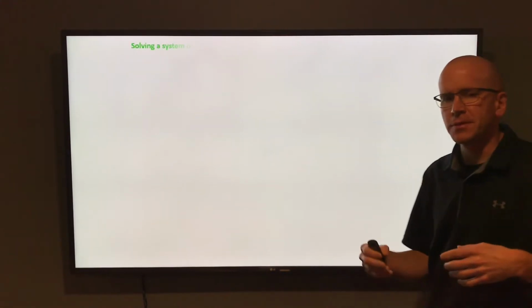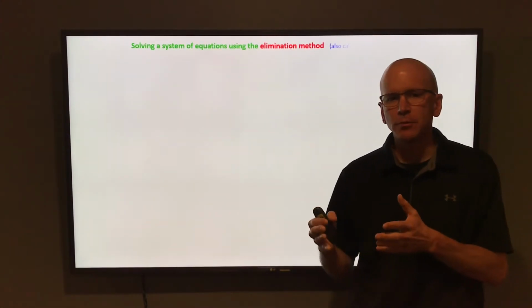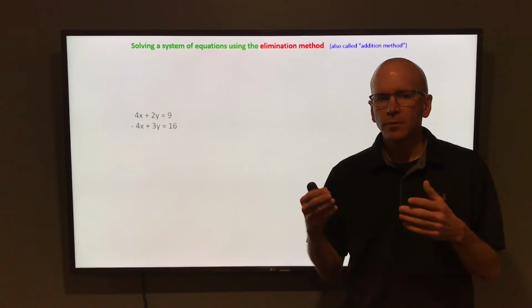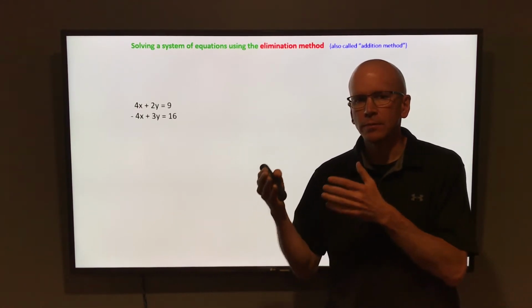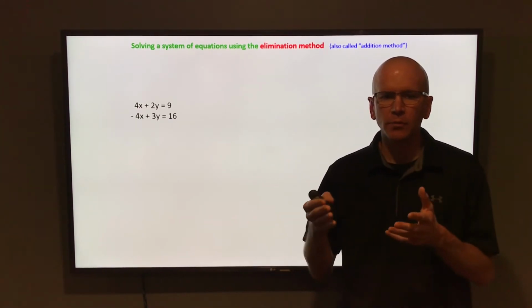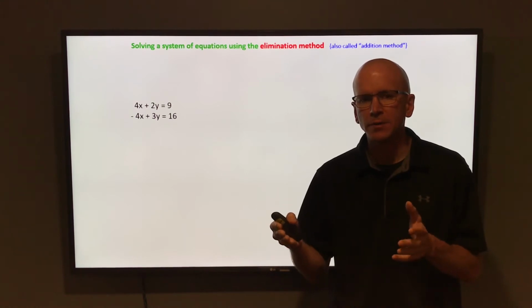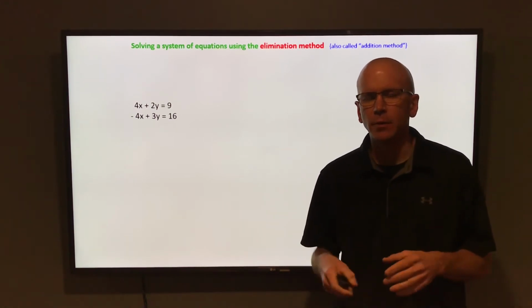So we've solved the system of equations by graphing. You graph the two lines, see where they meet. We've solved by substitution, where you get one of the equations to read x equals or y equals, or solve for one of the variables and then substitute into the other equation.